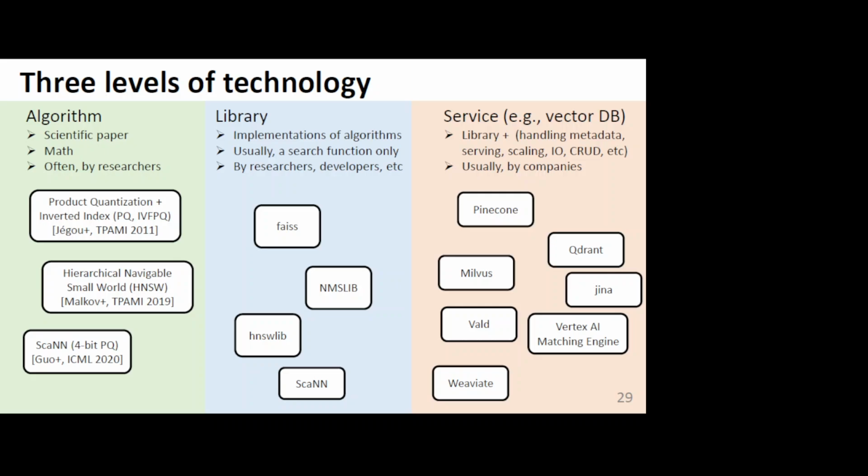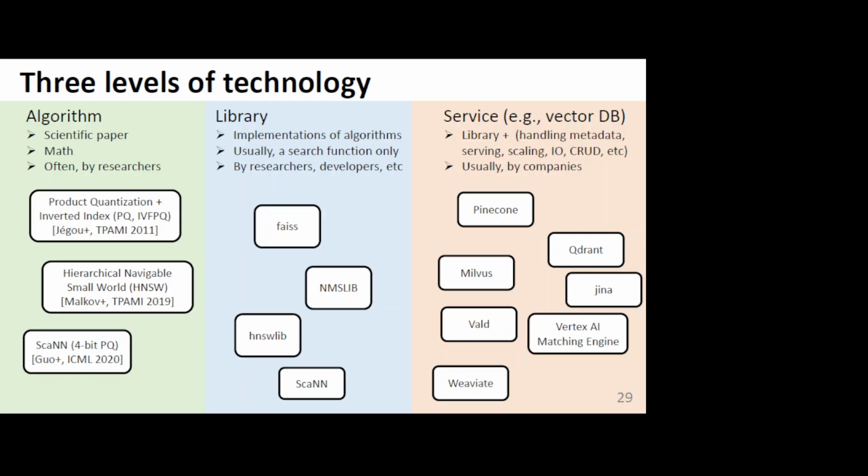And for the ANNS search library, this library actually implements several algorithms. These algorithms include PQ, HNSW, or ScaNN. And these libraries are usually implemented by researchers or by companies. For example, Faiss is implemented by Meta, and others like ANNOY or HNSWlib or ScaNN are implemented by some researchers.